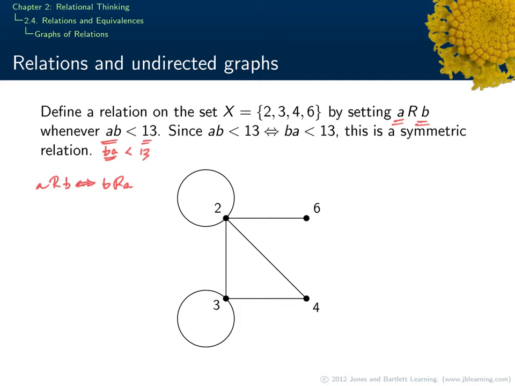So here, notice that there's an edge joining 2 to itself, and that's because 2 times 2 is 4, which is less than 13. And there's an edge joining 2 to 6, because 2 times 6 and 6 times 2, those are both less than 13. Notice, however, there's no edge from 6 to 4, and that's because 6 times 4 is not less than 13.